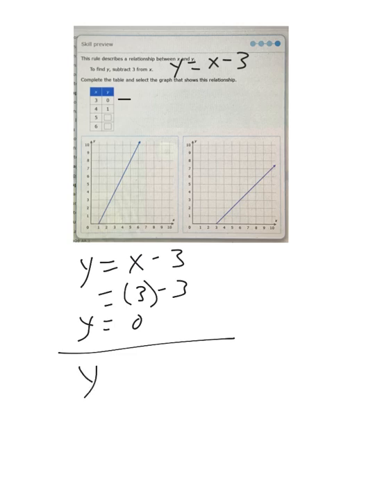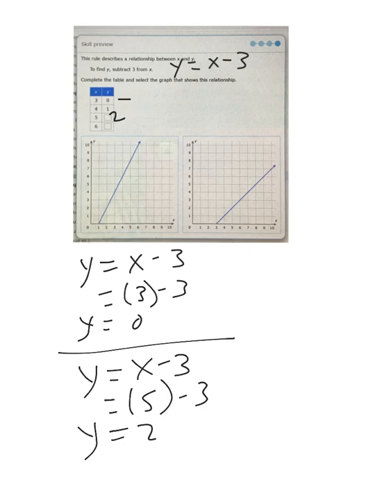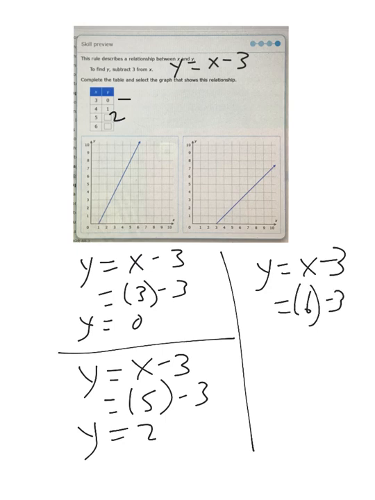So y equals x minus 3. But instead of x, we're going to put in 5 minus 3. 5 minus 3 is 2. So when x is 5, y is 2. And the last one here, 6. Y equals x minus 3. When x is 6, 6 minus 3 is obviously 3. Y is 3. So let's see which graph matches.